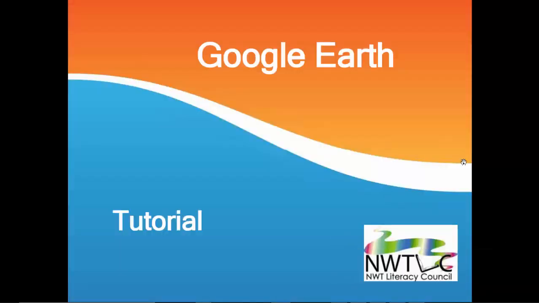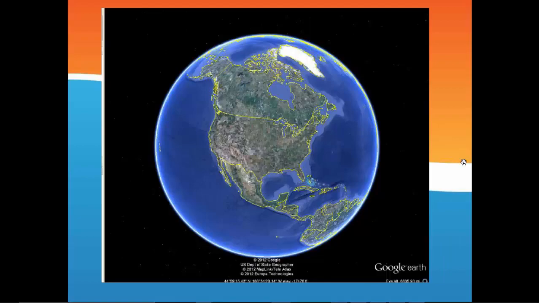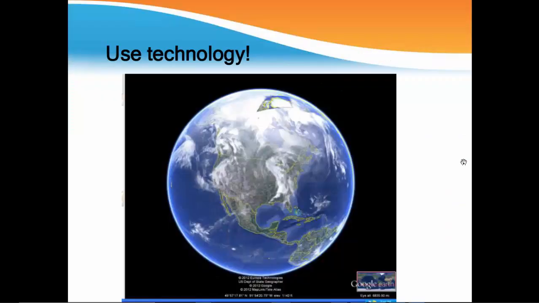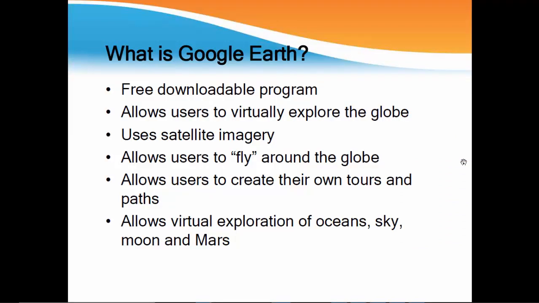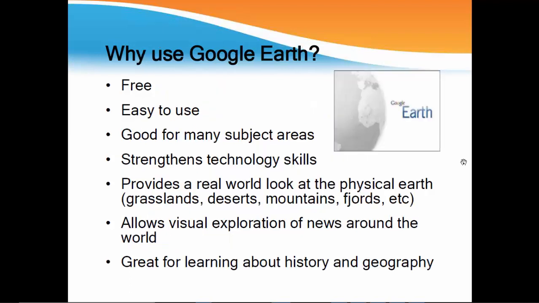So now we are going to discuss Google Earth. We have seen the Google Earth imagery, and this is the use of technology and the latest thing. What is Google Earth? A free downloadable program that allows users to virtually explore the globe. As you have seen, I have given many examples. You can use satellite imagery and fly around the globe. We have visited the Eiffel Tower. It allows users to create their own tours and paths. We have created tours, videos, and paths. It also allows virtual exploration of the ocean, sky, moon, and Mars.